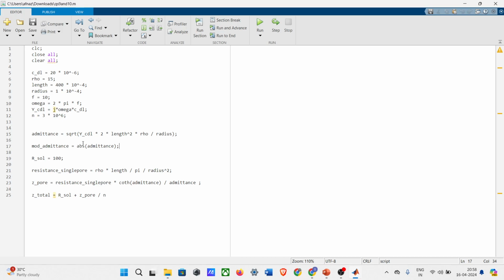Now what you have to do? You have to, you know what is R solution? Z4. So Z total is R solution plus Z4 by N. So now you have to find out the Z4. How do you find out the Z4? Z4 is nothing but you have seen that equation.